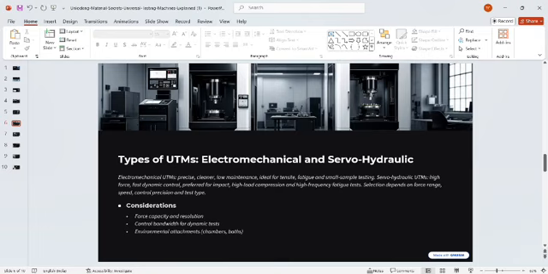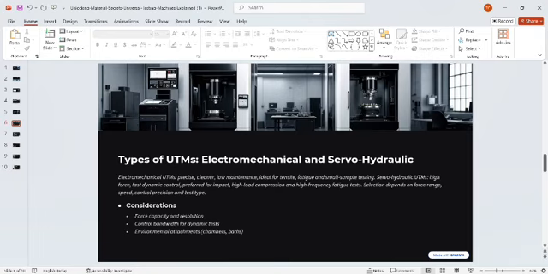So next, servo-hydraulic UTMs. They are high force with fast dynamic control. They have more dynamic control, which is preferred for impact and high load compressions and high frequency fatigue tests, which are usually used for high frequency fatigue tests.